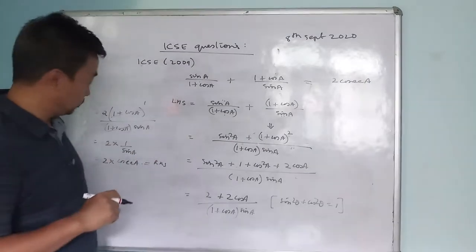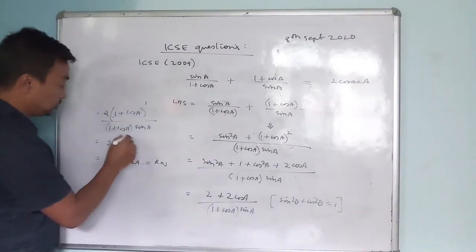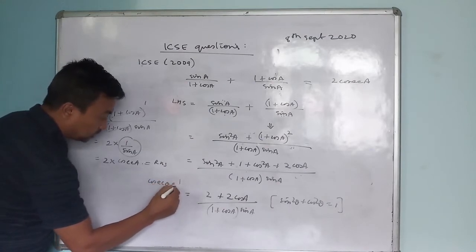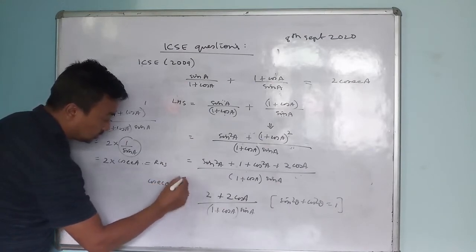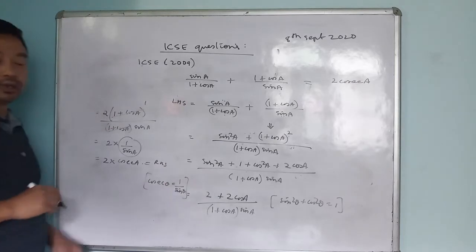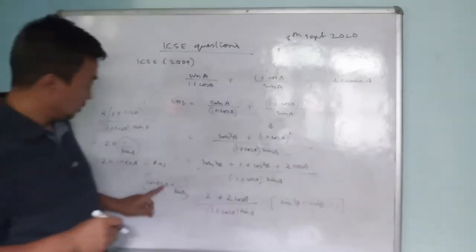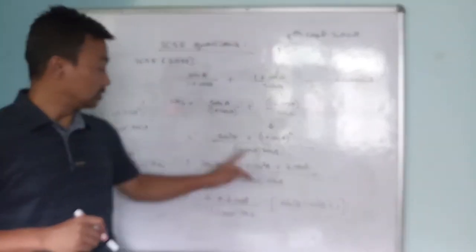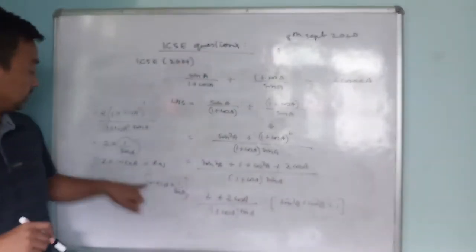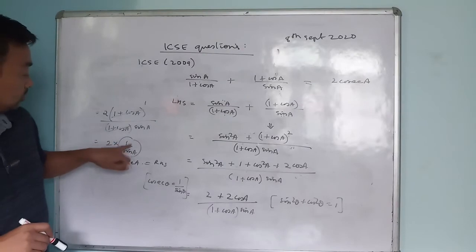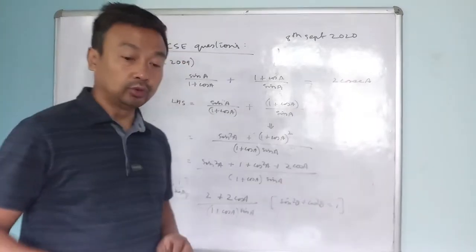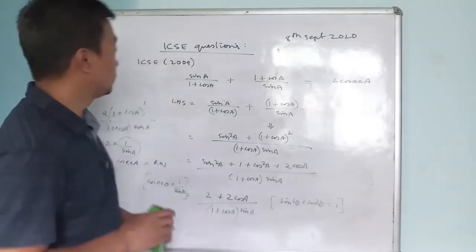Hence it is proved. So here we have used which formula? Cosec theta is 1 by sine theta. This formula we have used here. So we have used trigonometric formulas 2 times. Here, in order to replace this one, and here we have used 1 by sine A is cosec A. So like that, you go on solving.